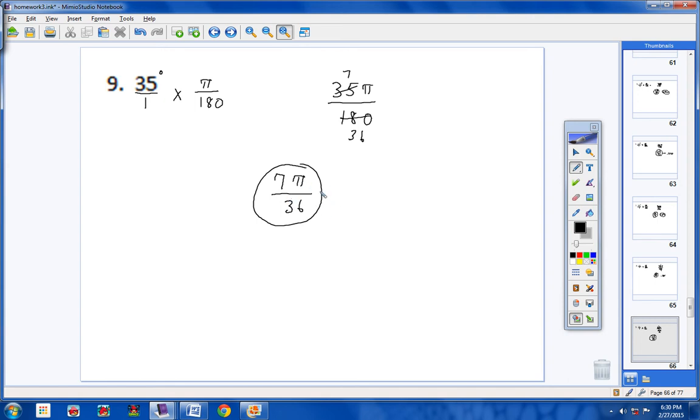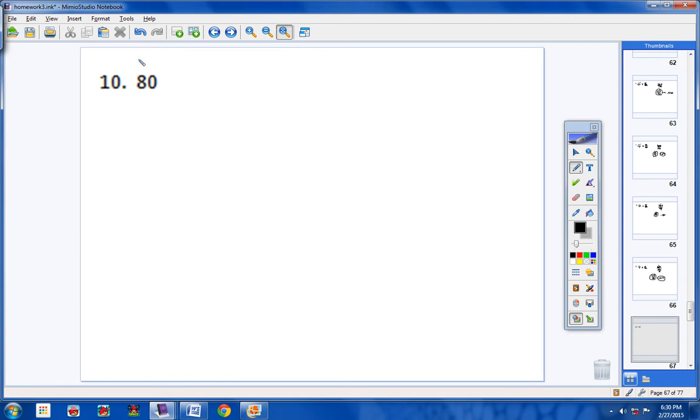And now if you want the decimal equivalent, take 7 times 3.14, enter, divided by 36, enter, and you'll get 0.6106. Alright? Okay, number 10. We're going to convert this to radians. Anytime you're converting degrees to radians, you multiply the degrees by pi over 180.